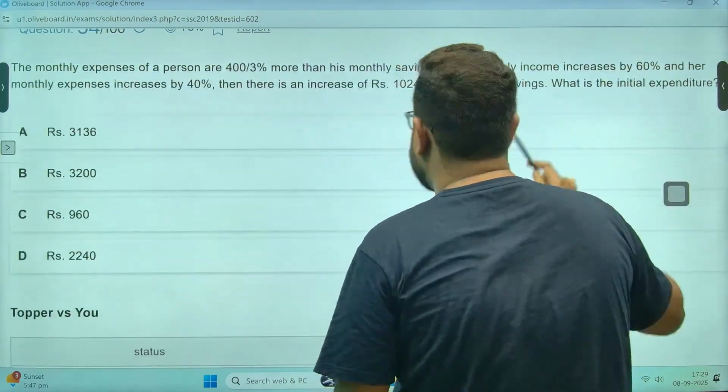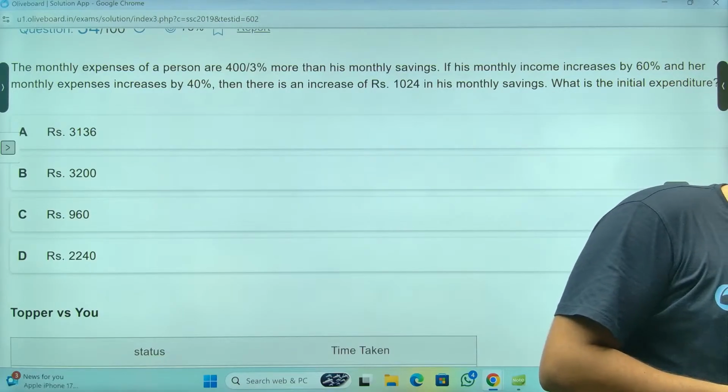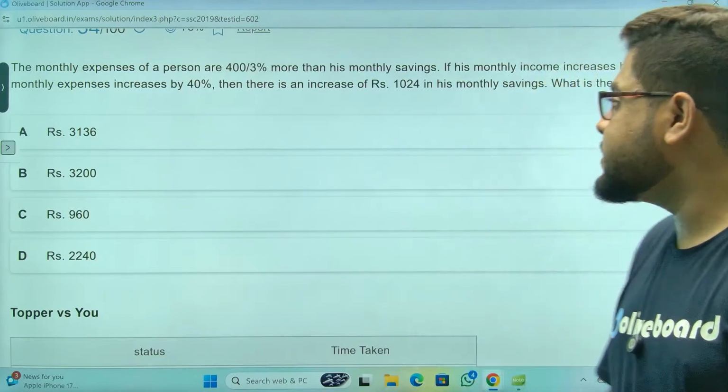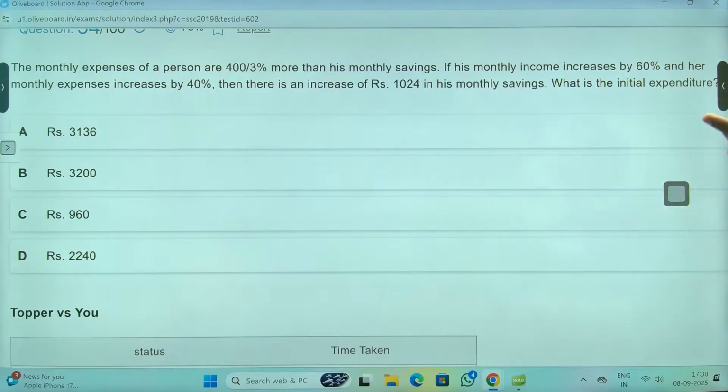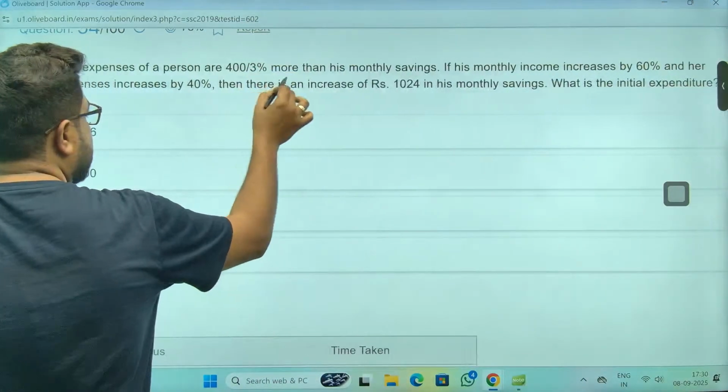Okay, next one. Everybody, next question. The monthly expenses of a person is 400 by 3% more. Sorry.